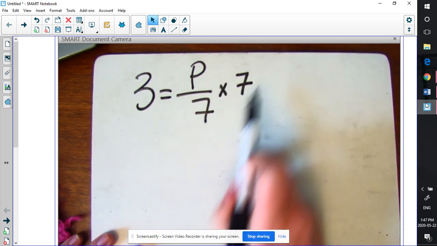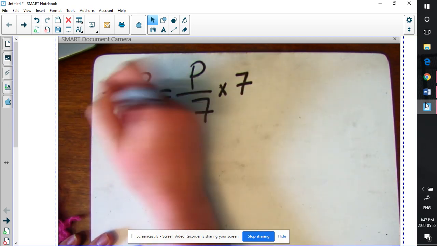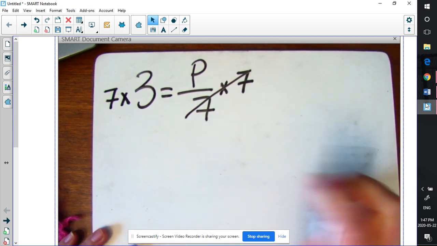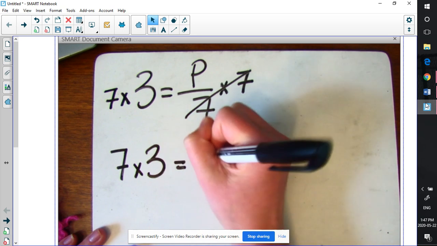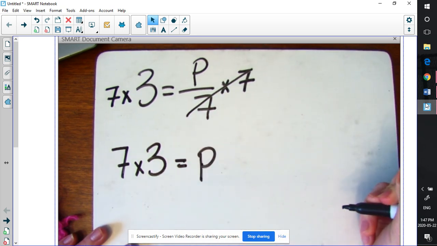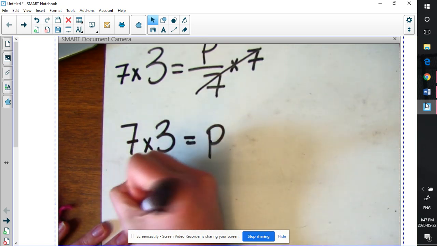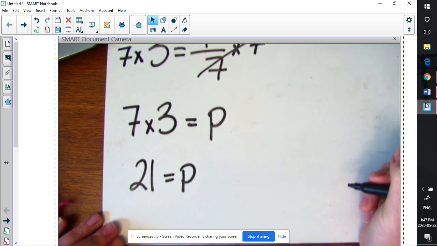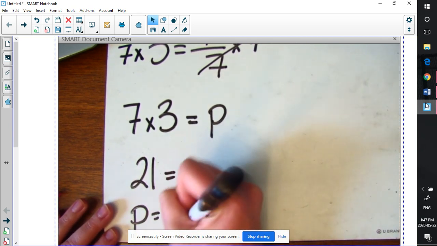Since it's an equal sign, whatever I do to this side, I have to do to this side. So I'm going to multiply that by 7 as well. These 7's cancel. And what I have left is 7 times 3 equals p. 7 times 3 is 21. So your answer could be 21 equals p, or it could be p equals 21.